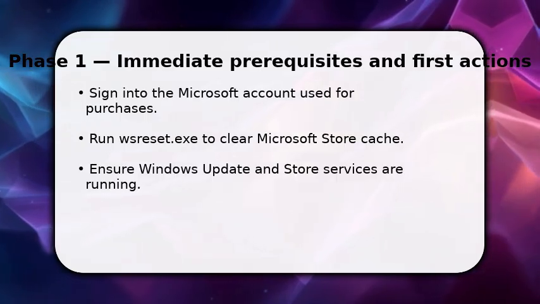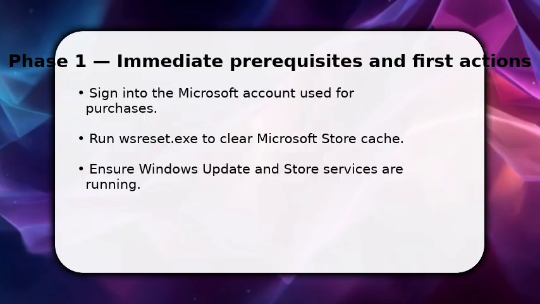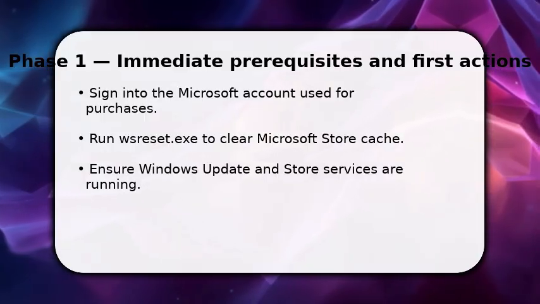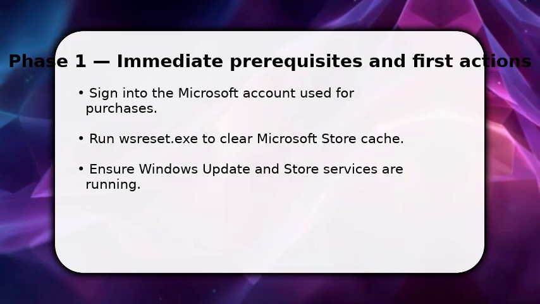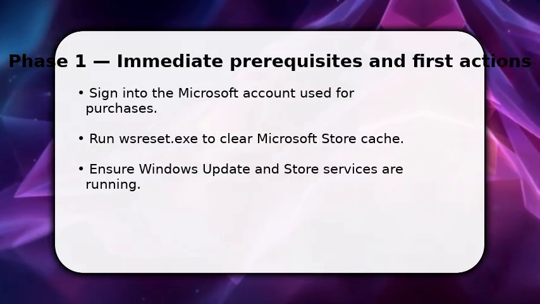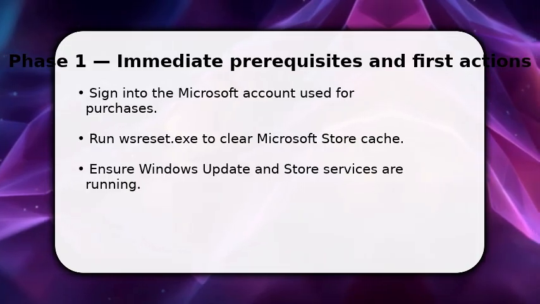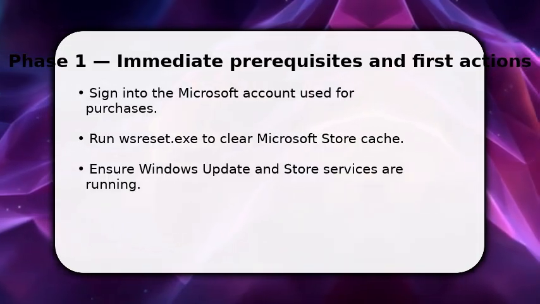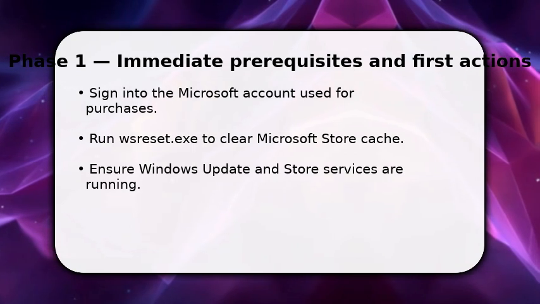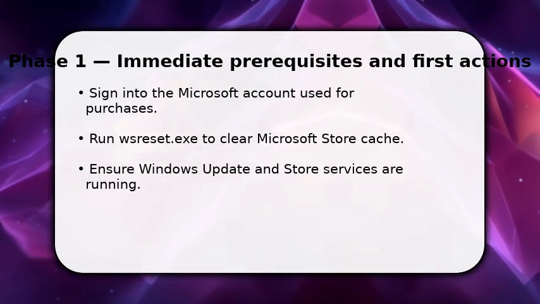Once done, open services and make sure the Windows Update and Microsoft Store services are set to automatic and are running. If not, start them. This avoids store-side blockages. Make sure you have admin rights and that Windows has no pending restarts, because those interruptions often prevent dependency checks from completing.